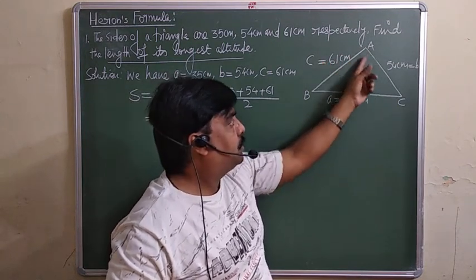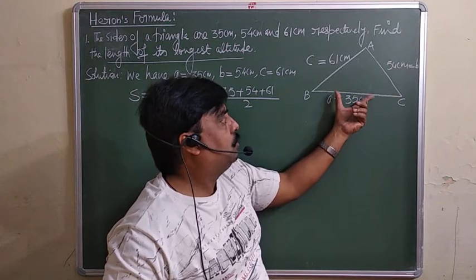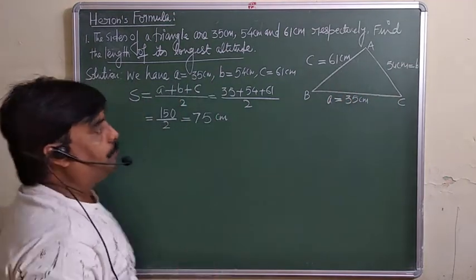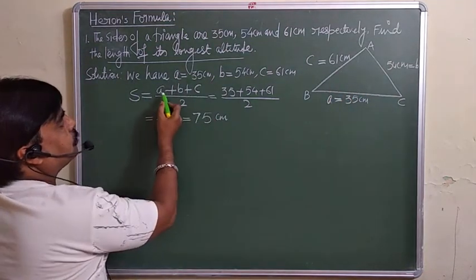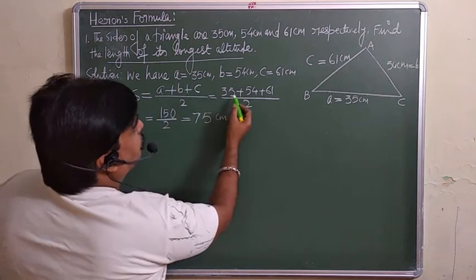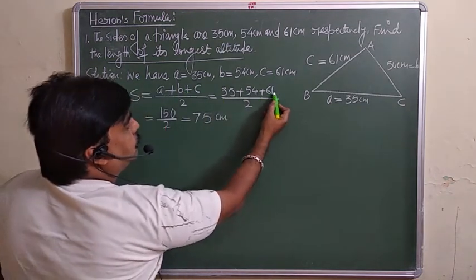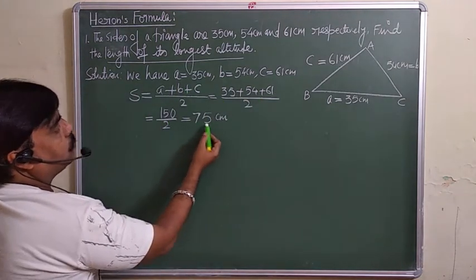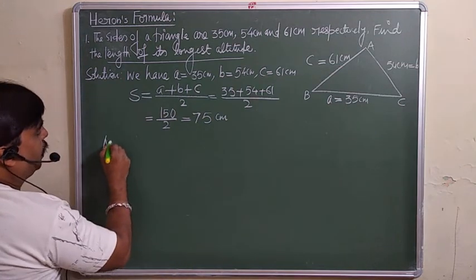So to find this longest altitude, you are supposed to find out the area first. So as usual, S is equal to (a plus b plus c) by 2. So 35 plus 54 plus 61 by 2, 150 by 2, that is 75. Now you can find out the area.